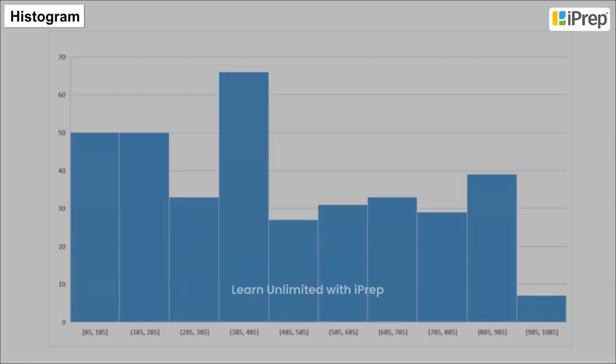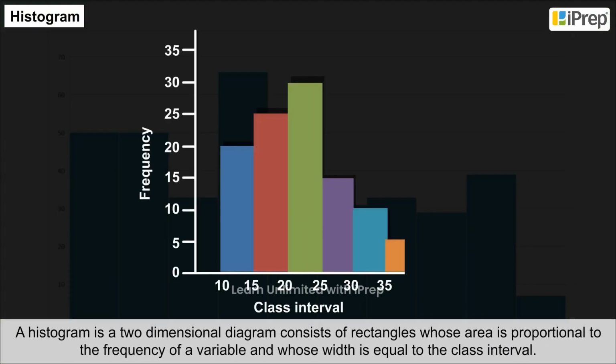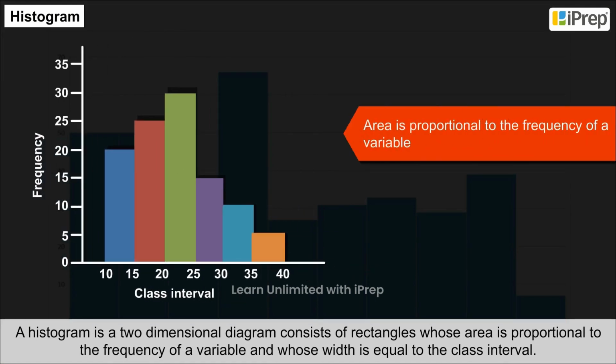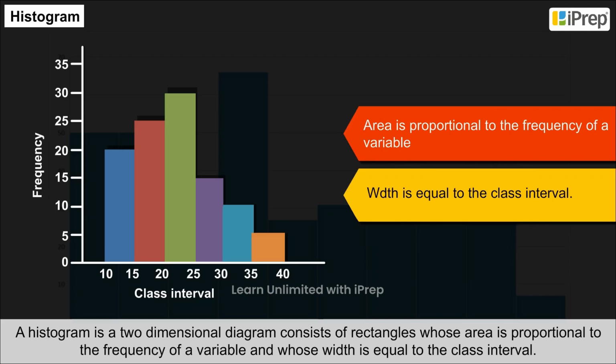Histogram. A histogram is a two-dimensional diagram that consists of rectangles whose area is proportional to the frequency of a variable and whose width is equal to the class interval.